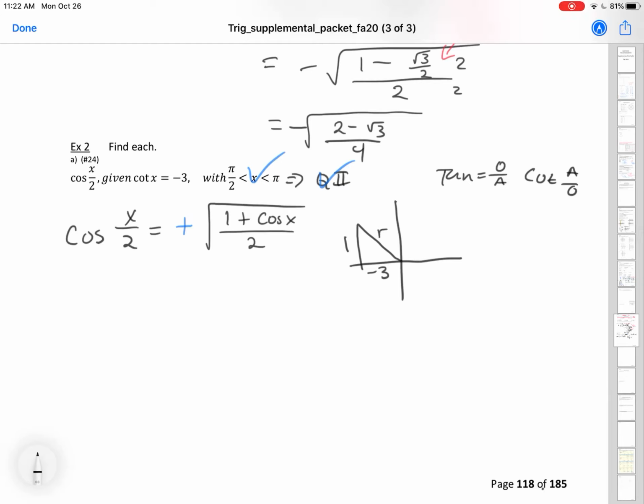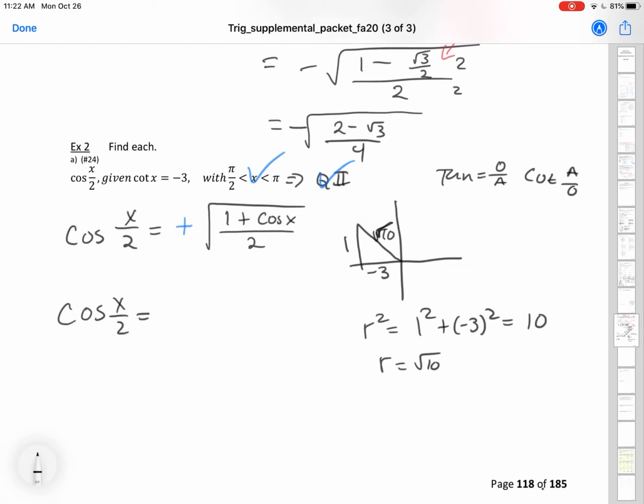Well, we need to find this distance here that I'll call r. You know r squared is equal to 1 squared plus negative 3 squared, or 10. So r is equal to root 10. R is always positive. So this is root 10. So we'll go ahead and replace r with root 10. So now we know what our cosine is.